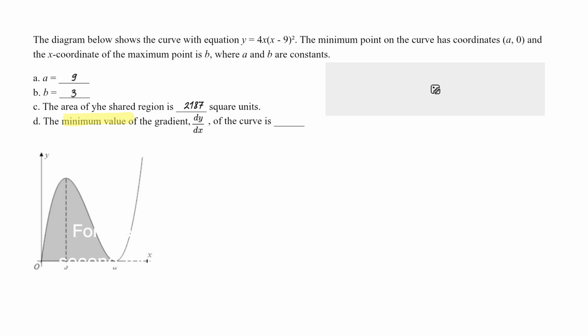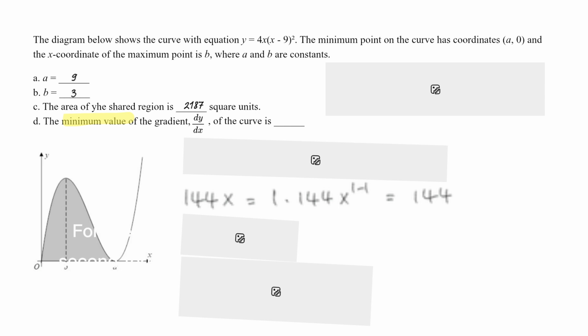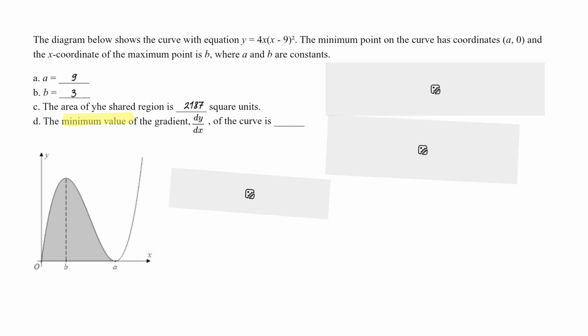For the first term, 12x squared will be 24x. For the second term, 144x will be 144. As for the last term, 324 will be 0. So d squared y over dx squared equals 24x minus 144. Set that to 0. 24x minus 144 equals 0, which means x equals 6.